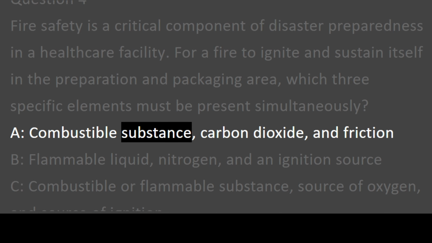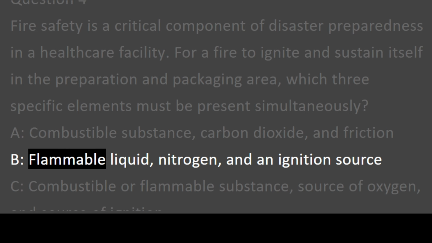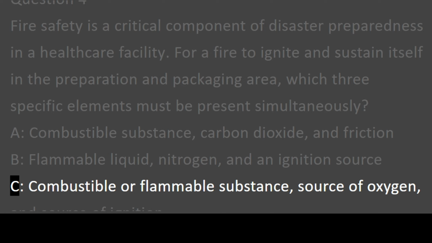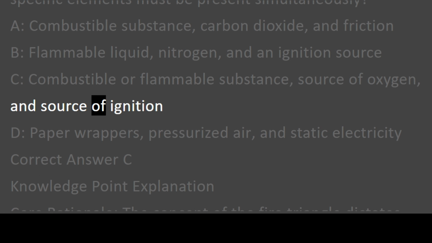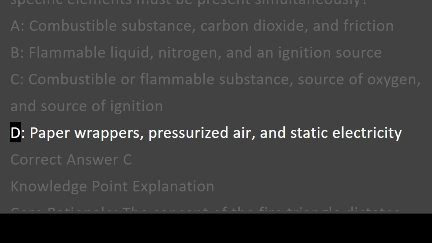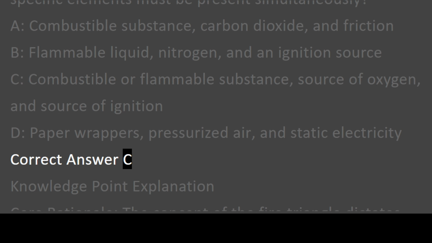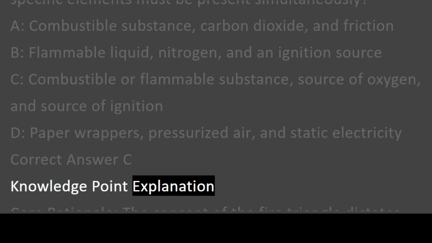A. Combustible substance, carbon dioxide, and friction. B. Flammable liquid, nitrogen, and an ignition source. C. Combustible or flammable substance, source of oxygen, and source of ignition. D. Paper wrappers, pressurized air, and static electricity. Correct answer C. Knowledge point explanation.